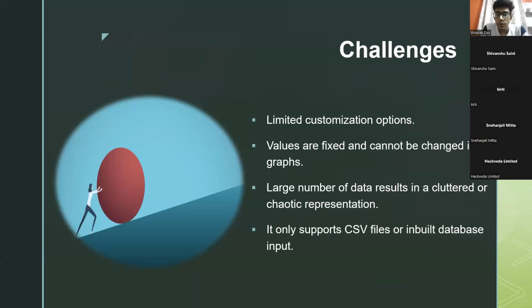A large number of data results in clustered and chaotic representation. As I said in the presentation, I have only used 10. Suppose if I use 1000 values, then it will not look good and the data will be clustered. And it only supports CSV file or inbuilt database input. We cannot import another type of database into the collection.